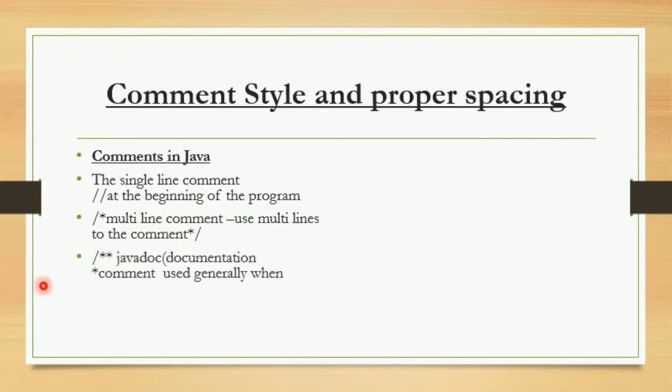And the third one is the Javadoc, which means the documentation comment, used generally when writing code for a project or software. Here we start with a slash and double star, each line mentions a star, and at the end we use star and slash. This is the documentation comment, usually used when writing code for a project or software. So there are three types of comments in Java: the single line comment, the multi-line comment, and the documentation comment.